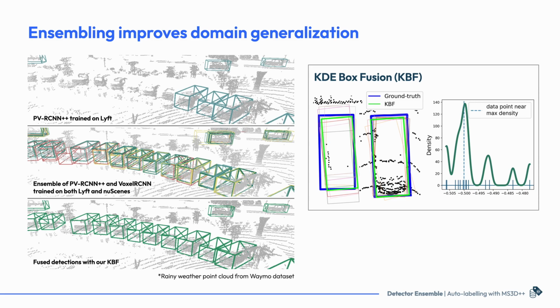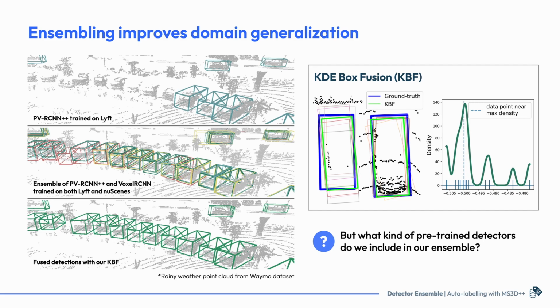And so you see here, we created an ensemble of different detectors trained on different source data sets. And then we also came up with box fusion that estimates a density function for each box parameter, and we basically take the majority vote of what they think that parameter is, for example, the heading or the centroid. In the bottom left, you can see that this helps us get better box localization, and it also helps to filter out the detections that were not a majority.